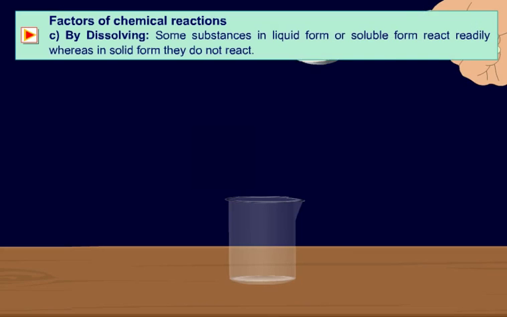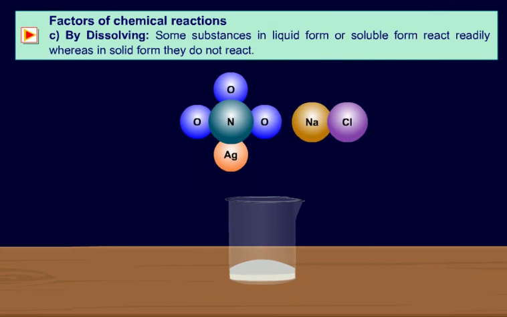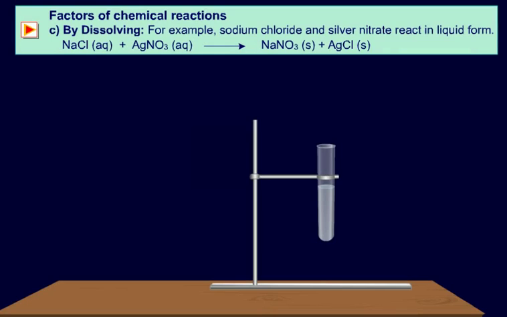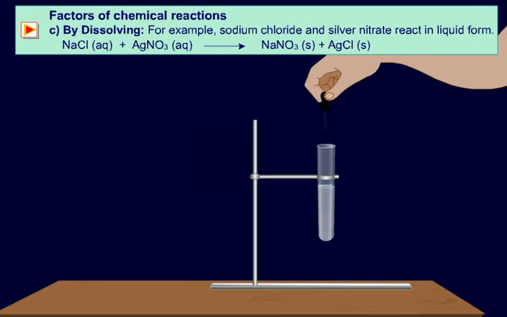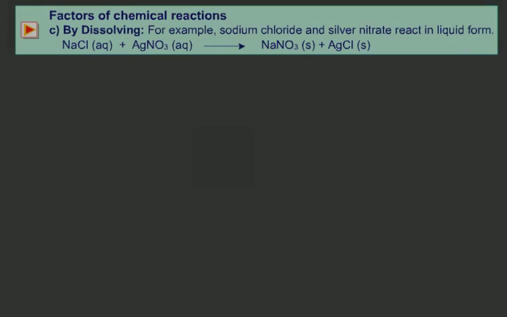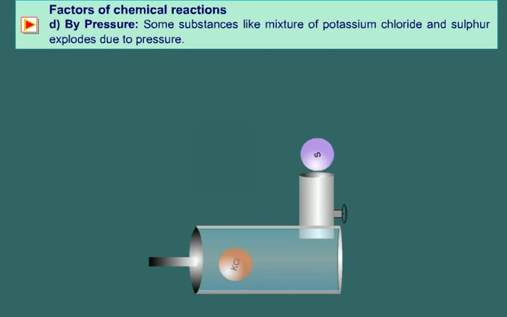C. By dissolving. Some substances in liquid form or soluble form react readily, whereas in solid form they do not react. For example, sodium chloride and silver nitrate react in liquid form, like NaCl plus AgNO3 reacts to form NaNO3 plus AgCl. D. By pressure.